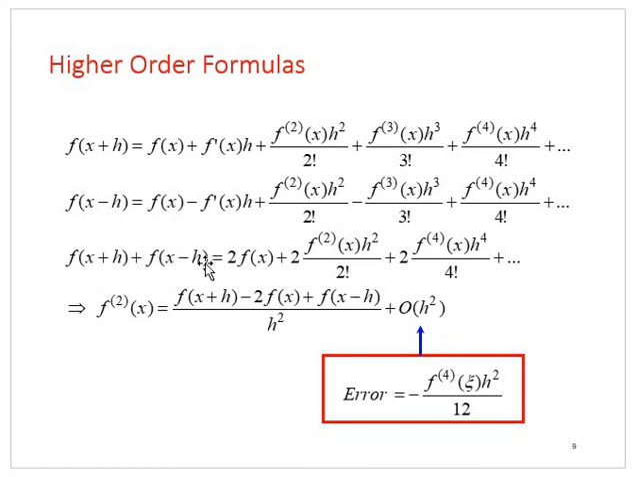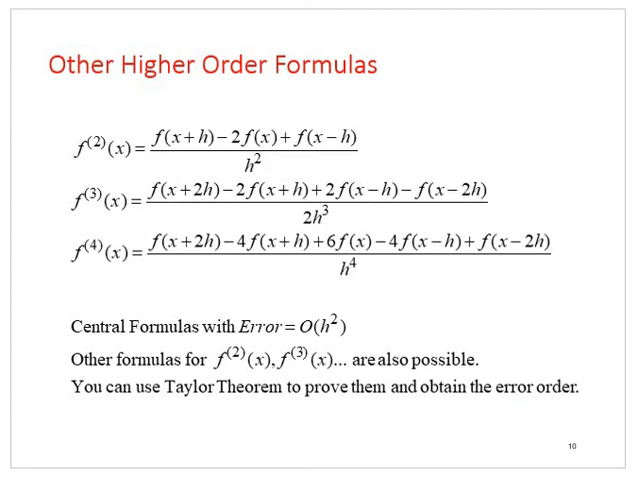And then from this equation, you can make your second derivative the subject of the formula, and satisfy yourself that the second order formula will be given by this one with an error term of order h squared. So for the second derivative, this is the formula. For the third derivative, use this one. For the fourth derivative, we use this one.